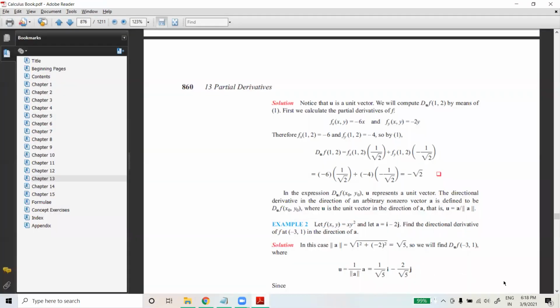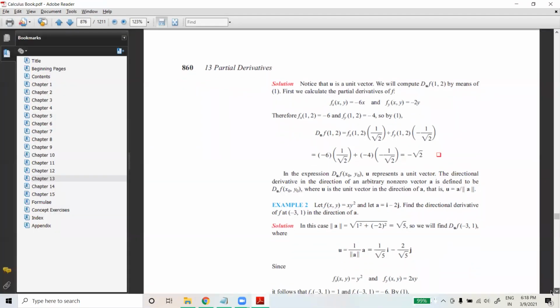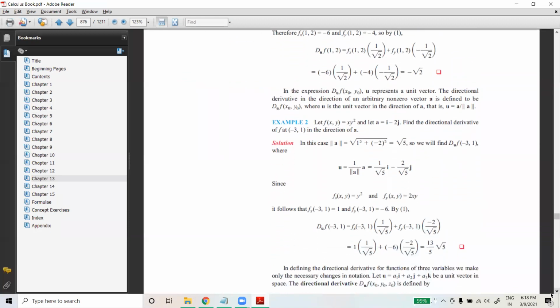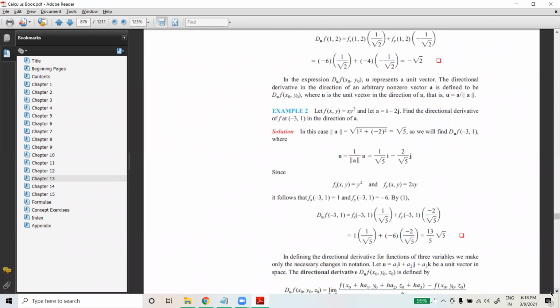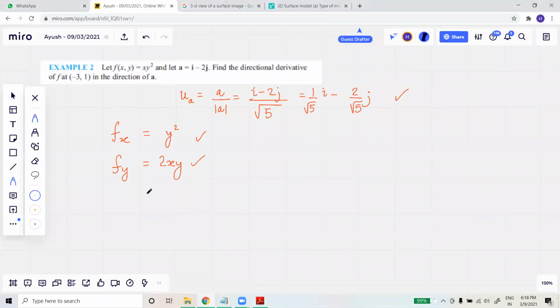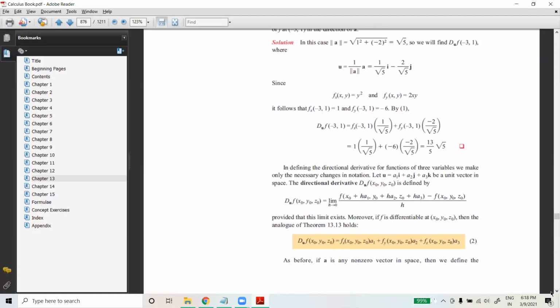And then finding at 3, minus 3, 1, like the du we have to find. So du of f at minus 3, 1. Then we substitute the fx values and fy values, 1 by root 5, minus 2 by root 5, and then we get some answer in the end.